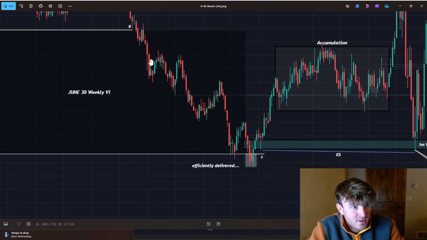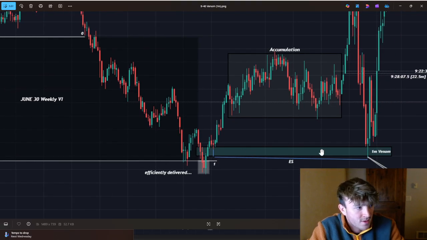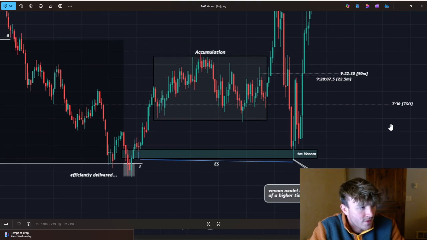Why? Because, well, one, we really nicely filled this weekly volume balance. Two, we swept out this sell side here, instant V shape. And then three, venom model. There you go. Boom. We have SMT into it.